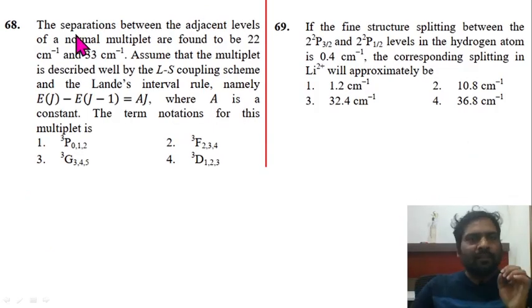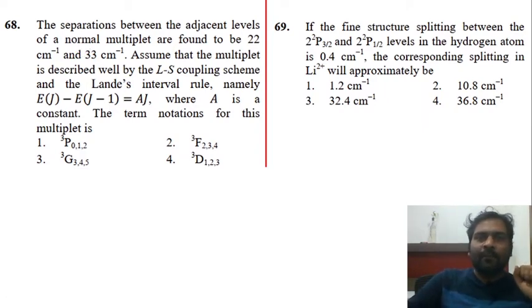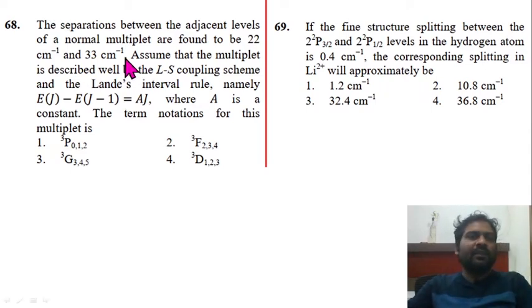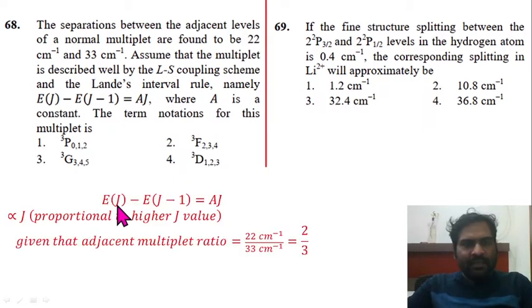Question number 68. The separations between the adjacent levels of a normal multiplet are found to be 22 cm inverse and 33 cm inverse. Assume that the multiplet is described well by the LS coupling scheme and the Lande interval rule, namely E J minus E J minus 1 is equal to A J, where A is a constant. Then the term notation for this multiplet is, E J minus E J minus 1 equal to A J, proportional to the higher J value. Okay.